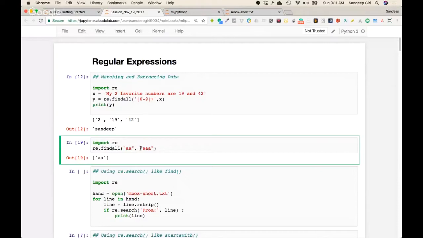Right. So let's say if we want to look for all the words, let's say this is double A and that is triple A. We are looking for a word that contains at least one A. So what we do is we put a plus here. Plus means one or more characters of the preceding character. So it will match with a, double a, triple a, and so on.